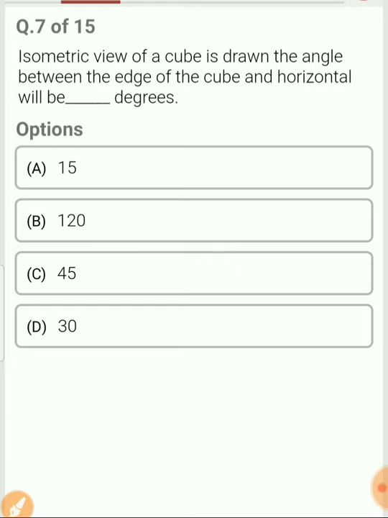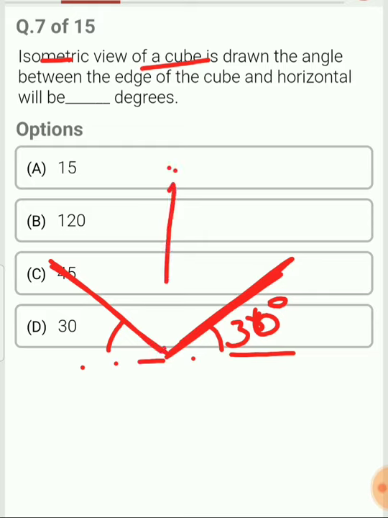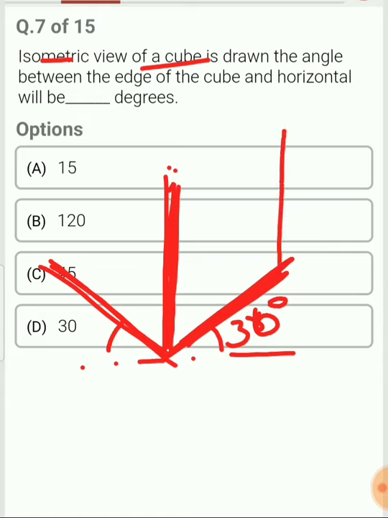The isometric view of the cube is drawn. The angle between the edges of the cube and the horizontal will be equal to dash degrees. So in this case, first of all, to draw the isometric view of the cube, we have to draw a horizontal reference line. From this horizontal reference line, we have to draw 30 degrees in both directions, right? So this angle with respect to the horizontal will be 30 degrees. This will be the length of the cube, this will be the width of the cube, and we have the height of the cube. So this height will be vertical. Fine. So we have 3 edges of the cube: height, length and width. So if we complete it, we will get a cube like this.